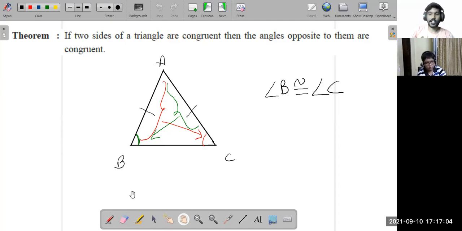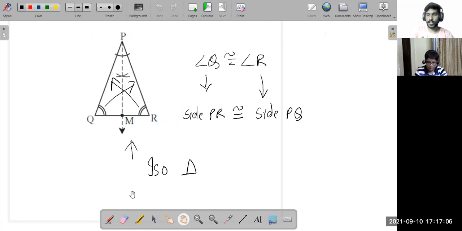Clear? Then the converse says, if two angles in a triangle are congruent to each other, then the sides which are opposite to those angles are also congruent to each other. Converse, you remember the converse? Yes, sir. Okay. Now we can do the next property.